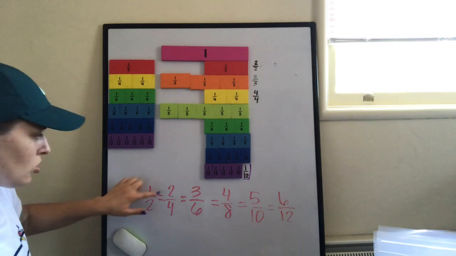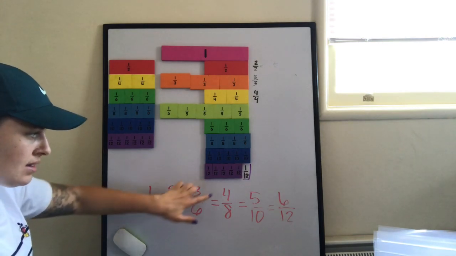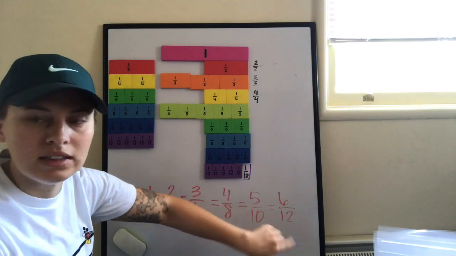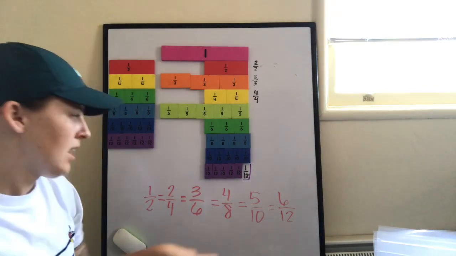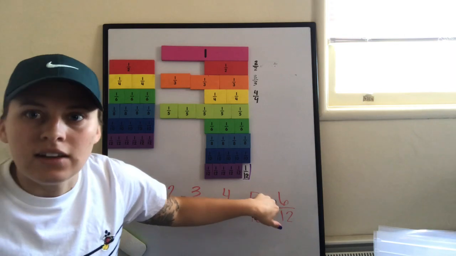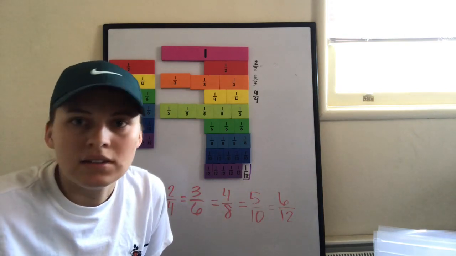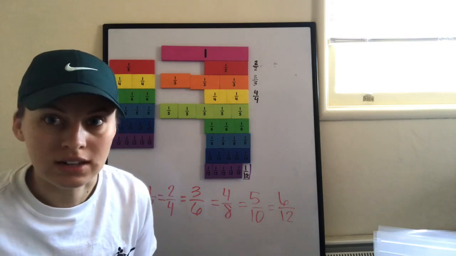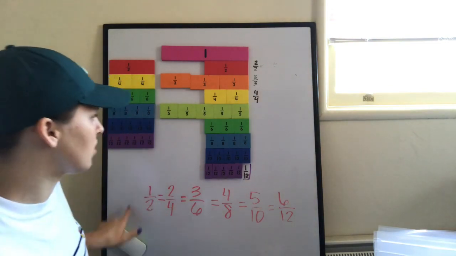1 is half of 2, 2 is half of 4, 3 is half of 6, 4 is half of 8, 5 is half of 10, 6 is half of 12. These all equal 1/2. If I said 6 out of 12 of our students are afraid of clowns, that's half of those students afraid of clowns, right? So these are all the same.